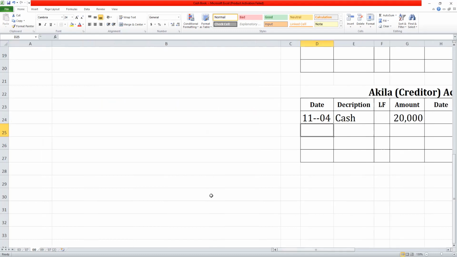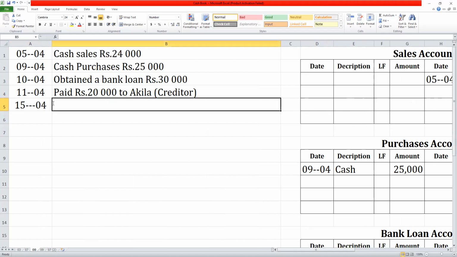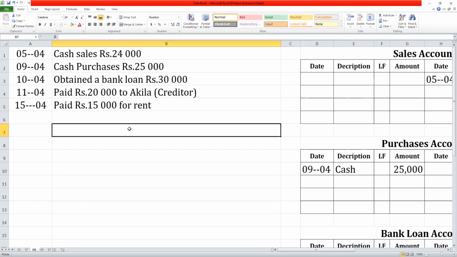Next one. Find the next date. Date after the 11th. It is 15th of April. It is also a payment. Amount is 15,000. Description is rent. What is that? Paid rupees 15,000 for rent. Paid rupees 15,000 for rent. Right? Now what should we do?